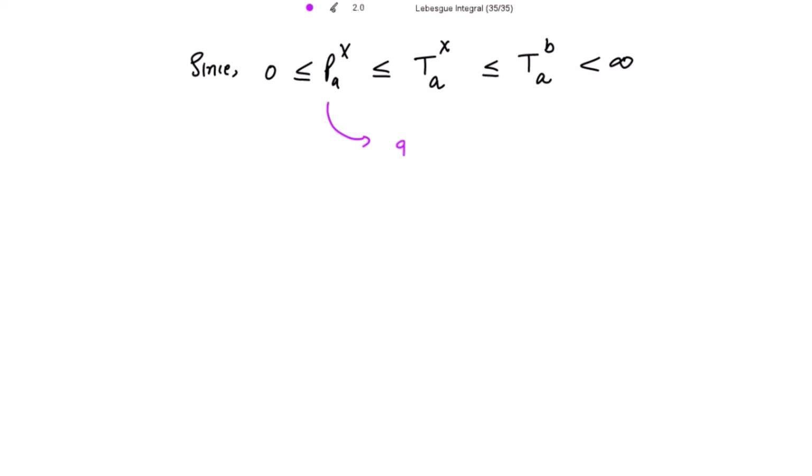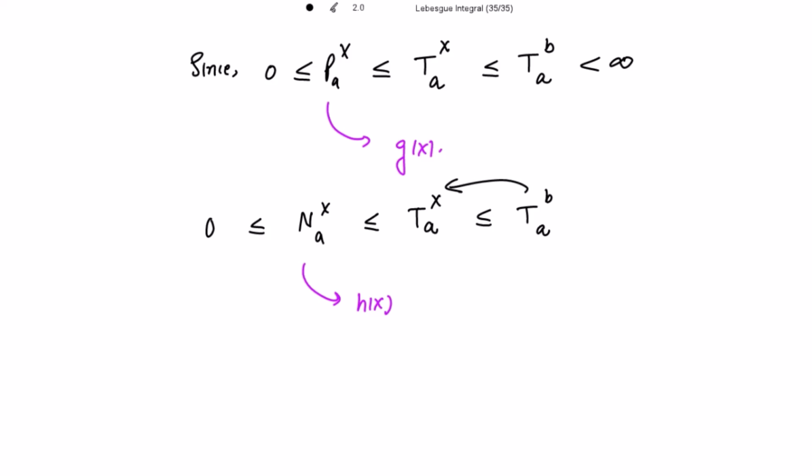So this P(a,x) is g(x). Similarly, writing for h(x), 0 is less than or equal to capital N(a,x), that is h(x), and is less than or equal to the total variation over the closed interval [a, x], and is less than or equal to the total variation over the closed interval [a, b]. Yes, we have replaced b with x. This does not mean that b is equal to x. We can take any x between a and b for the subdivisions. It can be equal to b, or it can be less than b.